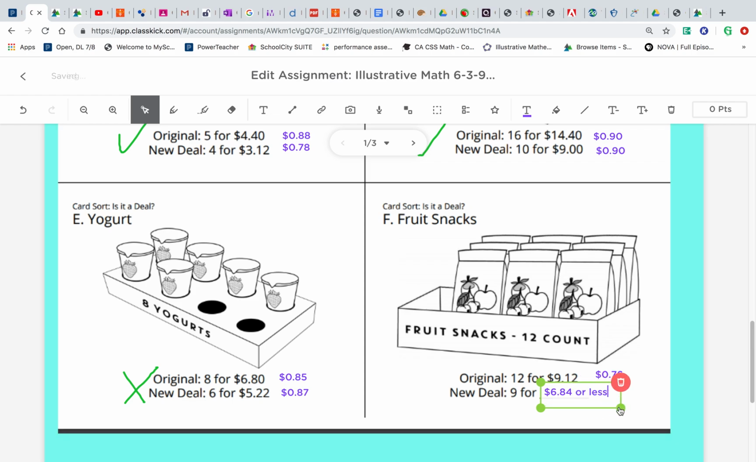Right, so let me stretch this out there. So if it was 6.84, well, it'd be the same thing. And if it was less than 6.84, it'd be a good deal. Of course, that means if it was more than 6.84, we would not like that deal. Okay, so that's how that works.